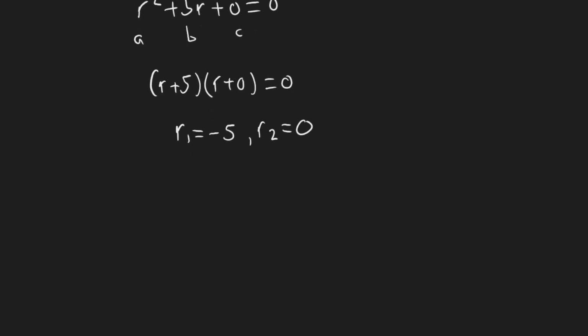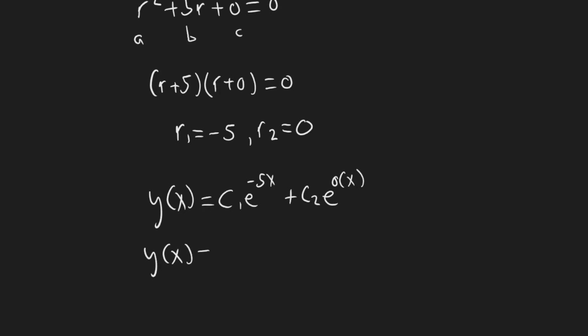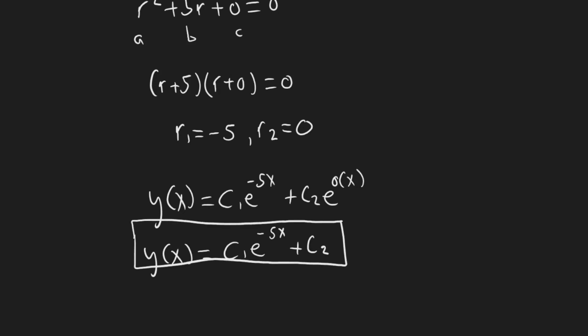All right, so then let's put this into the equation we have grown to love. So c1 e to the r1x, negative 5x, plus c2 e to the r2x. So this is going to be 0 times x. And what do we know about e to the 0? That is just 1. So y of x, we can write a little bit cleaner then. c1 e to the negative 5x plus just a simple c2. And that's going to do it for the solution to this ODE.